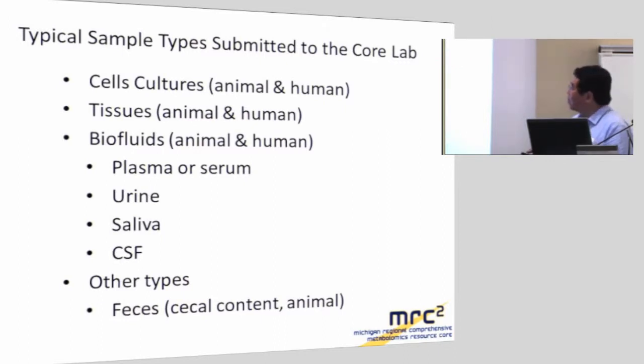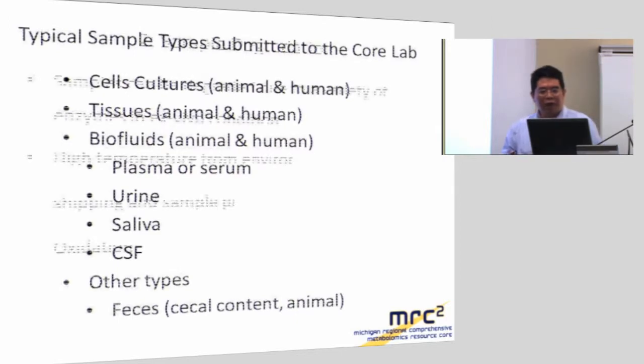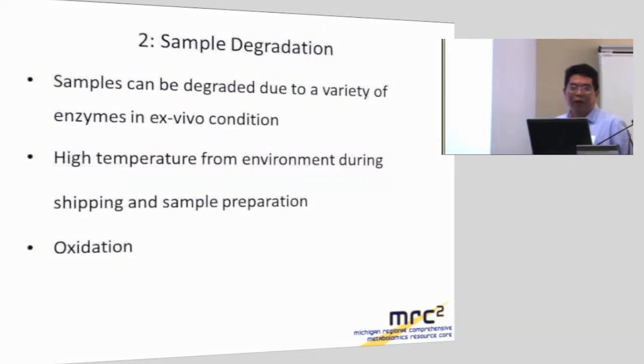These are the typical samples we experience in our core facility. Cell culture is a common one, from human and animal tissue as well, and biofluids: plasma, serum, urine, saliva, and CSF fluids. Other types analyzed include feces from animals. So you can see these are all different samples. They need different methods, extractions, and treatments to convert them properly into a sample that can be shown on instrumentations.